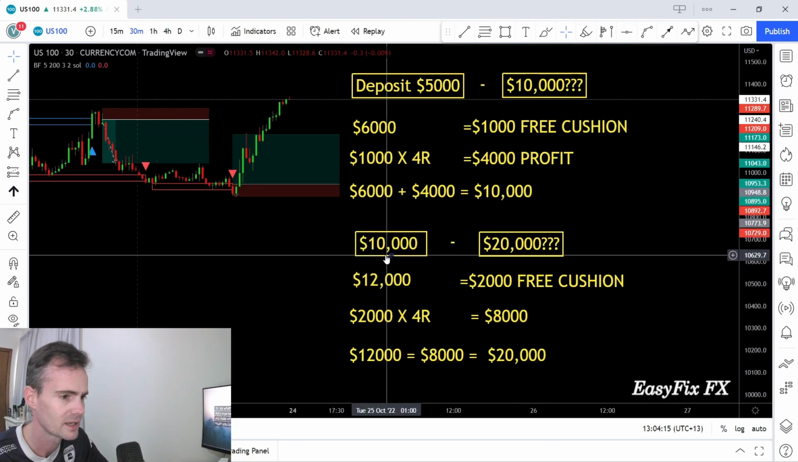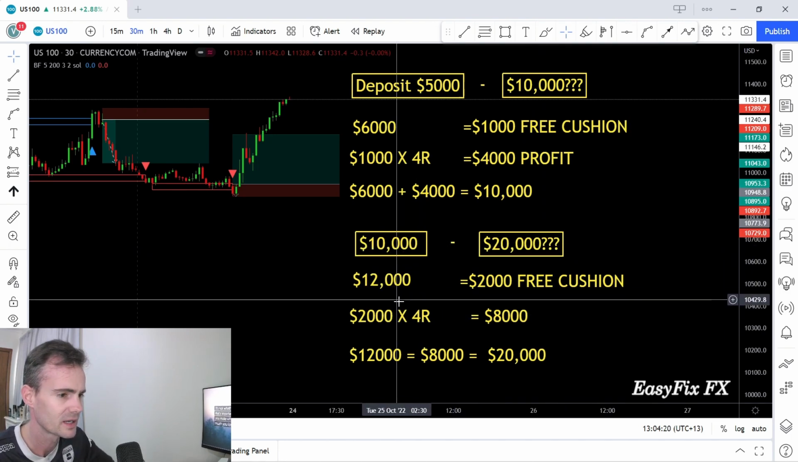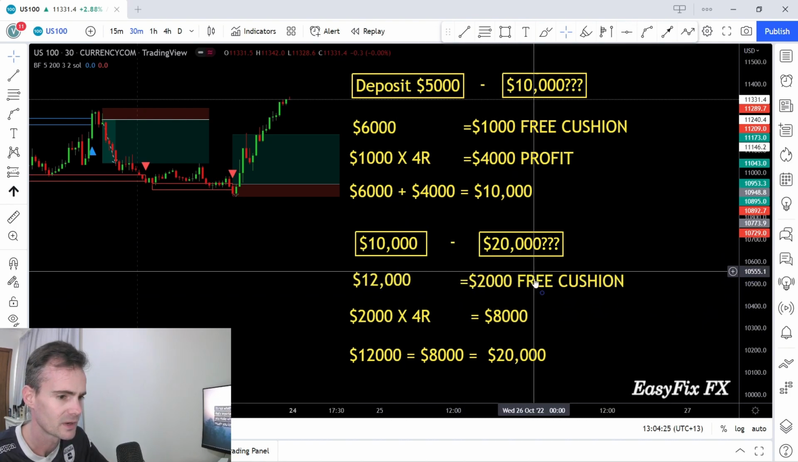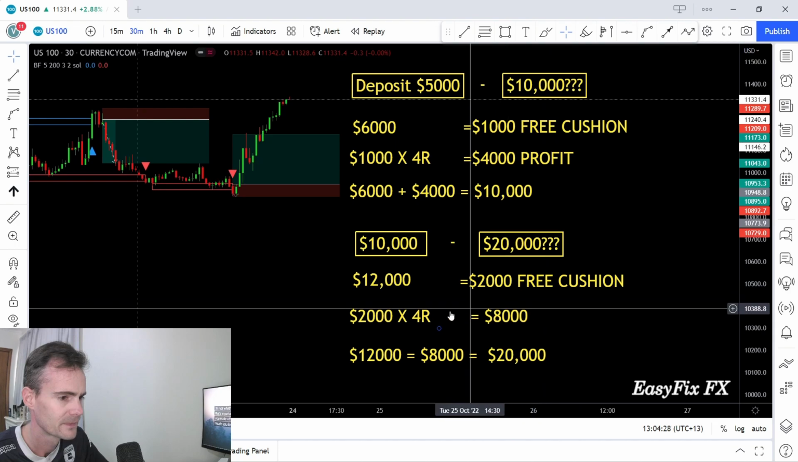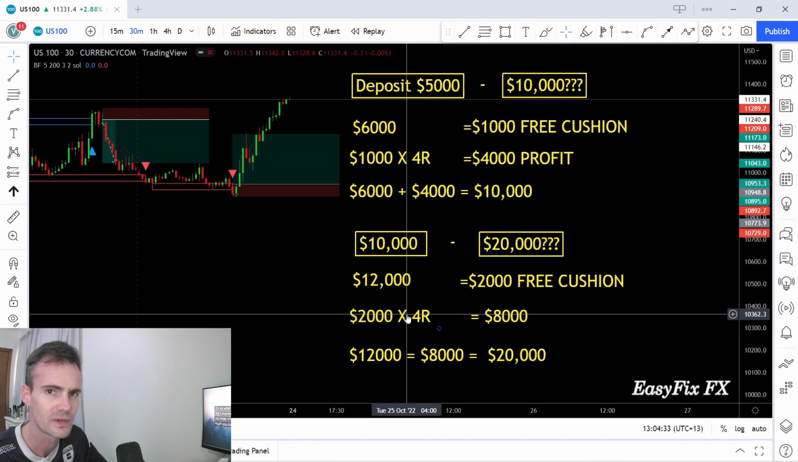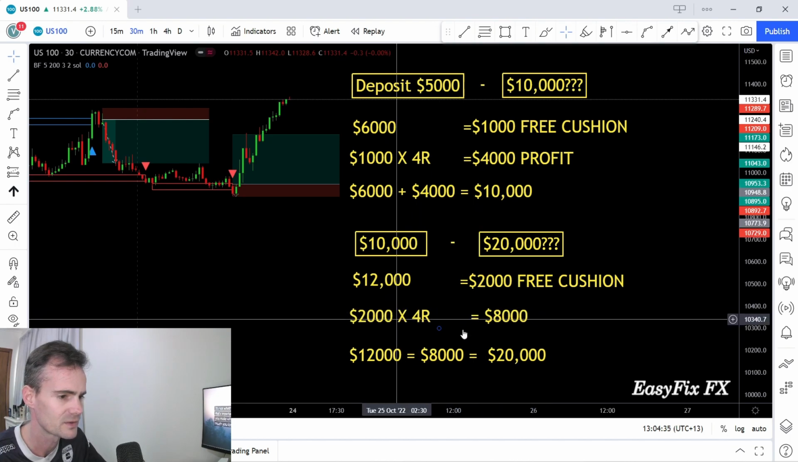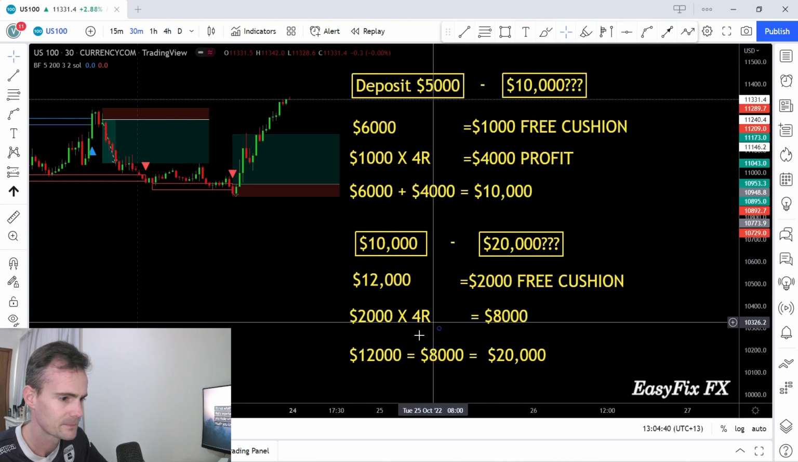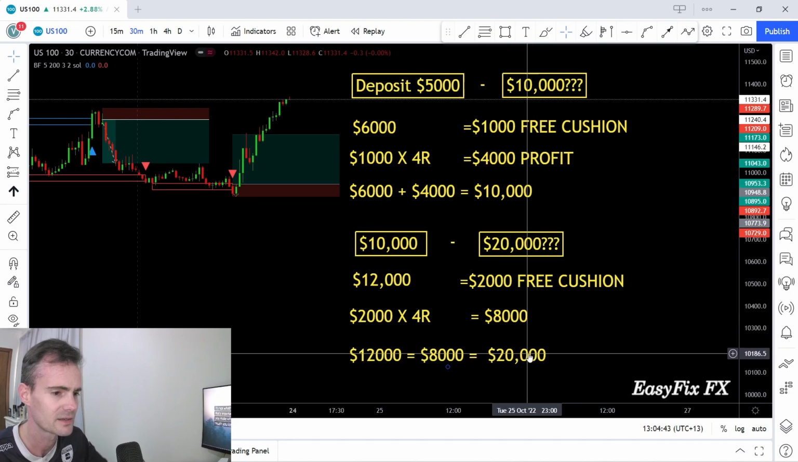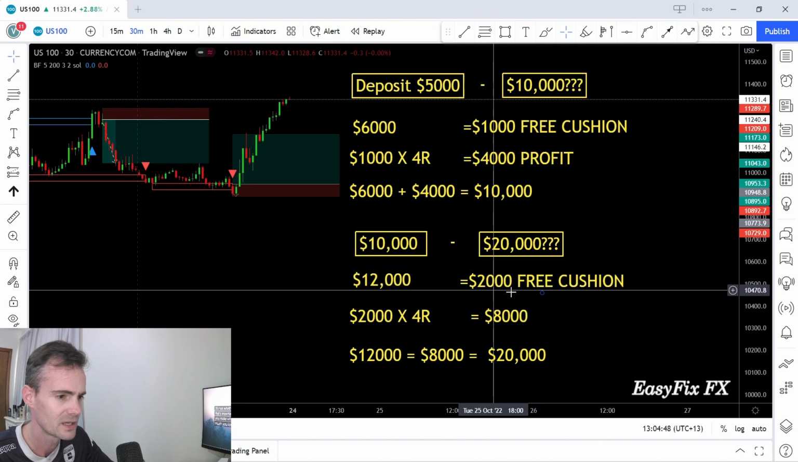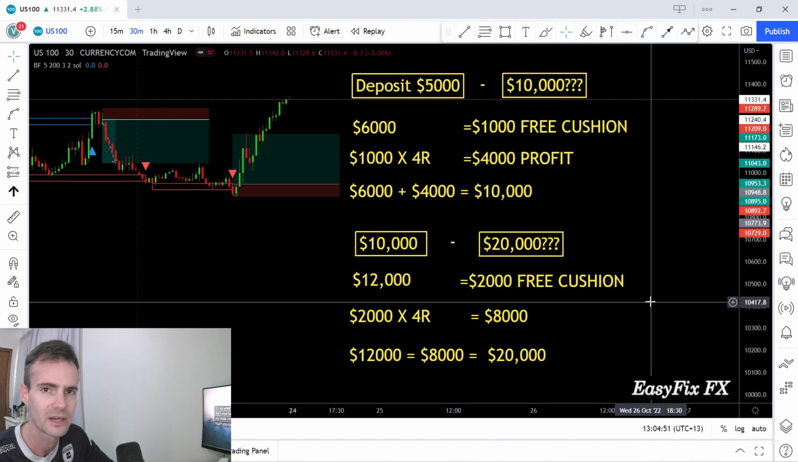Now if we look at the next one, if you're trying to flip $10,000 to $20,000, first of all, slowly grow the account to $12,000, which is a 20% gain. That means you've got $2,000 free cushion. With that $2,000, we look for a 1 to 4 risk to reward trade and take the $2,000 to $8,000. So the $12,000 plus the $8,000 is $20,000. You've doubled the $10,000 to $20,000, but you've only risked the $2,000 free cushion.